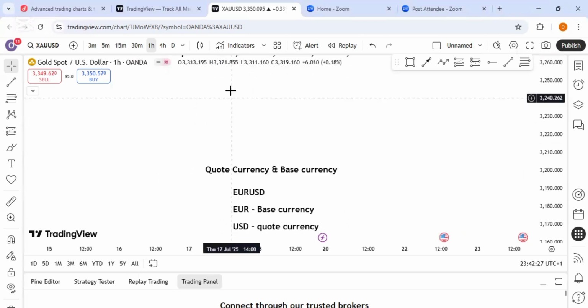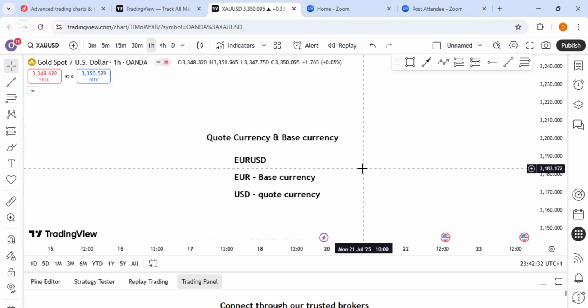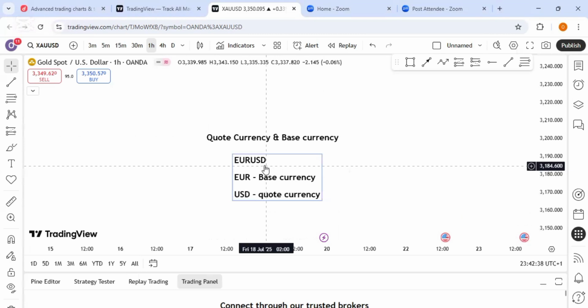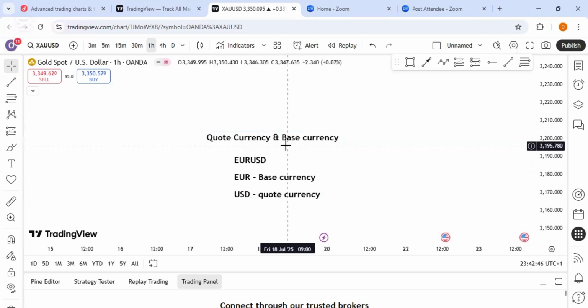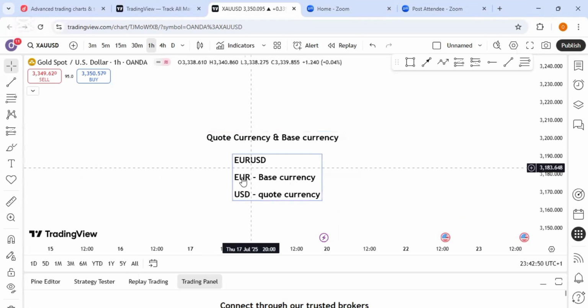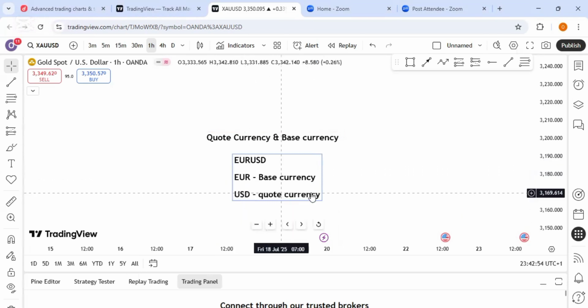So now let's proceed. There's what we call quote currency and base currency. You need to understand that as well. I'm going to make use of EUR USD as an example. In currency pairs, there's what we call the quote currency and there is what we call the base currency. So you see, Euro is the base currency. USD is the quote currency.